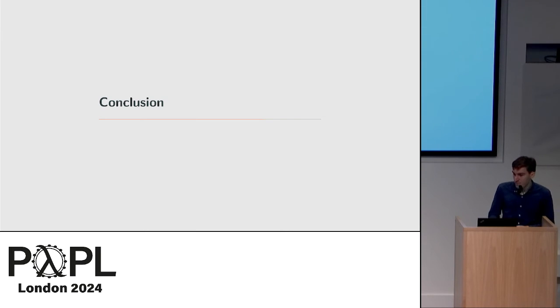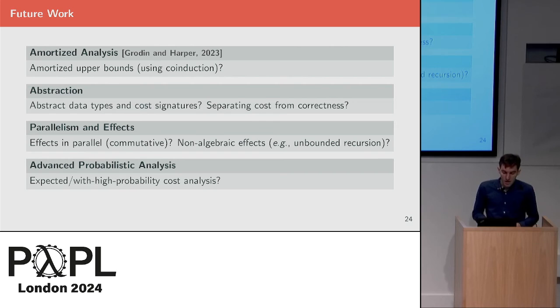Cool. So now let me conclude. There is plenty of future work that this opens. This is really the start, not the end. This helps us understand how we can analyze algorithms in this synthetic way. And for example, we hope to do amortized analyses, building on some work that I did with co-induction.